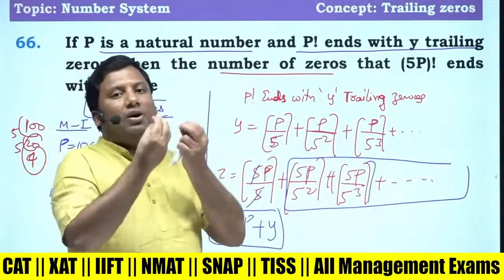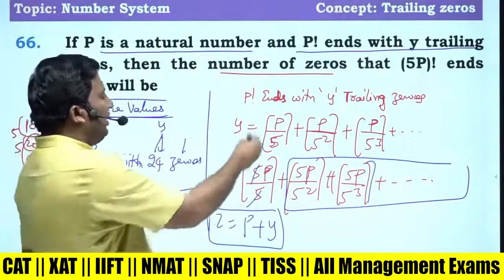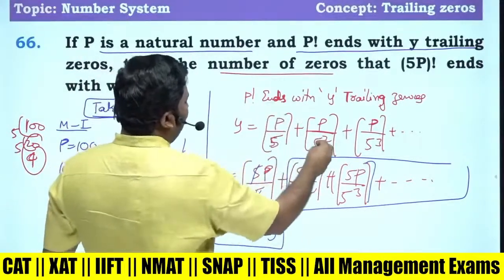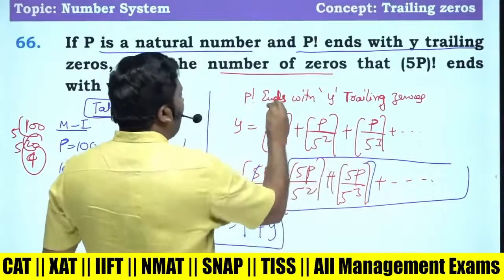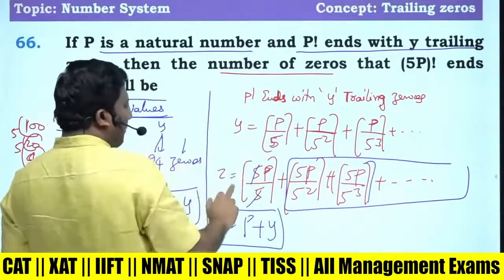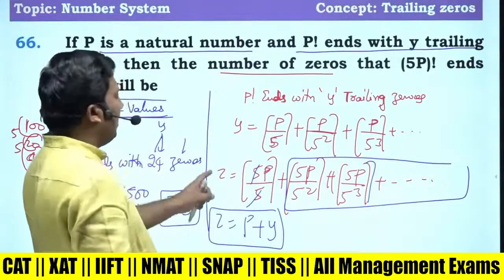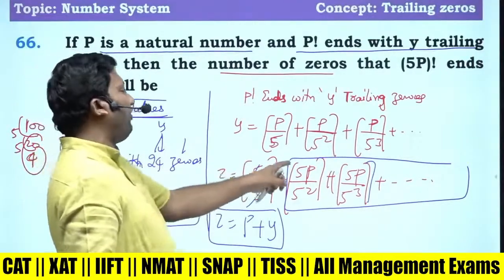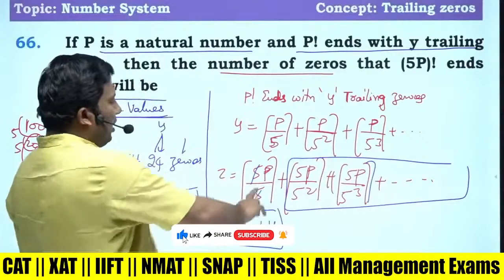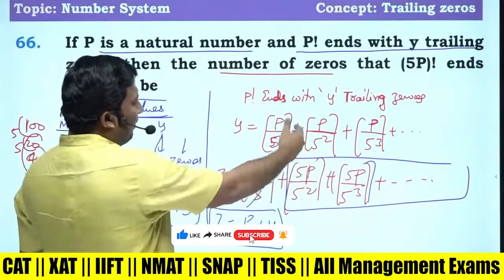How to find out the number of trailing zeros? Divide it successively by 5. So P by 5, P by 25, P by 125. What if P becomes 5P? How will the number of zeros be solved? Z equivalent to 5P by 5, 5P by 25, 5P by 125, which is P plus P by 5 plus P by 25.